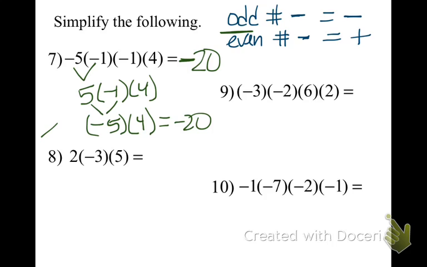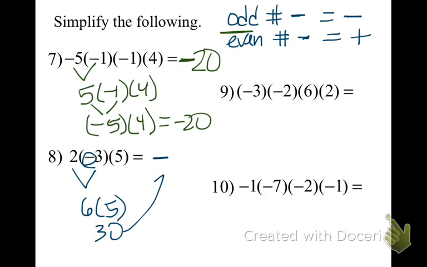Now, go ahead and try number 8 on your own. For number 8, you should have noticed I only have one little negative. One negative is an odd number, so that means my answer should be negative. So let's just multiply. It's 2 times 3, 6, times 5 is 30. But remember, I had that negative in front, that's why my negative's in the answer. So I have to bring it up. Negative 30 should have been your answer.